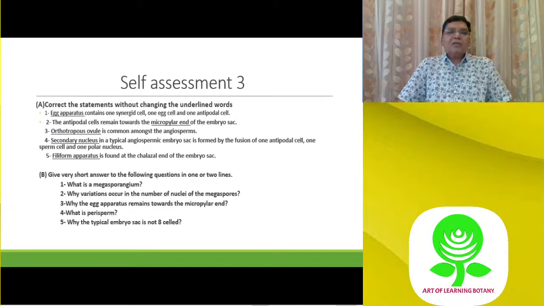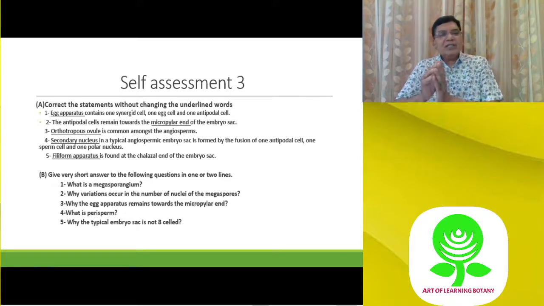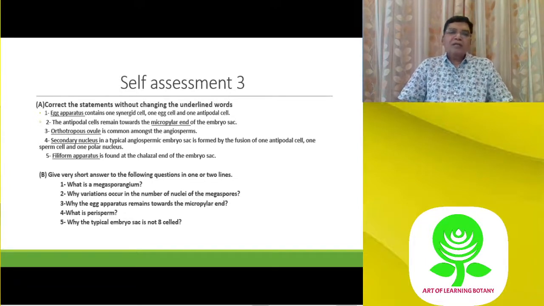So there is a variation due to variation in the cell wall formation at the end of meiosis 1 or meiosis 2. That is the reason. What is perisperm? Yes, perisperm is a thin layer of nucellus which remains around the embryo sac after the nucellus nutrient is exhausted during development. So the remnant of the nucellus is called perisperm. In some cases it is found, not in all cases.